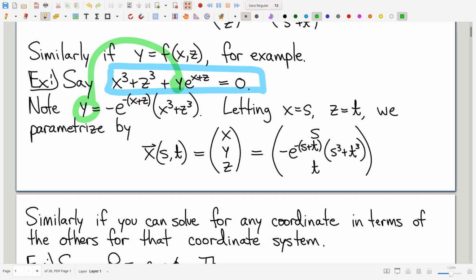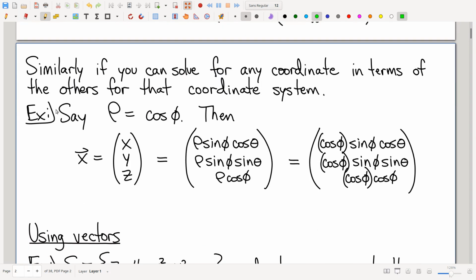Everybody in? Okay. All right. One other variation.